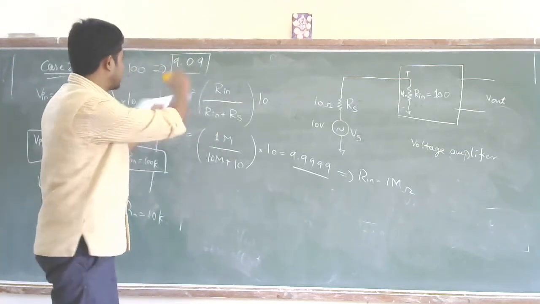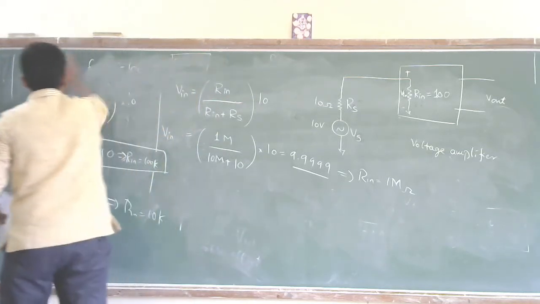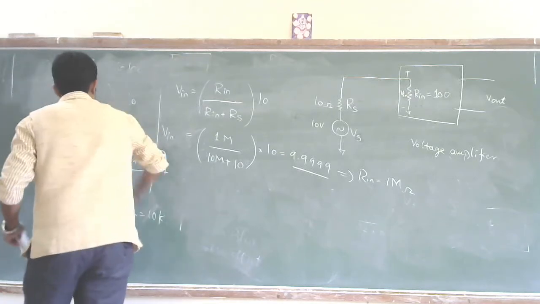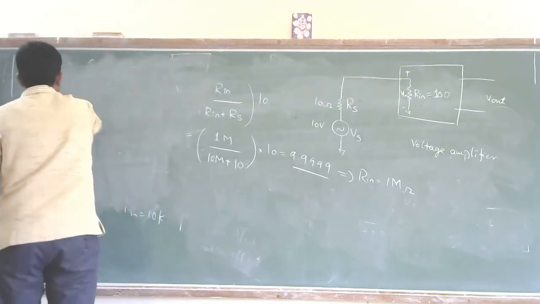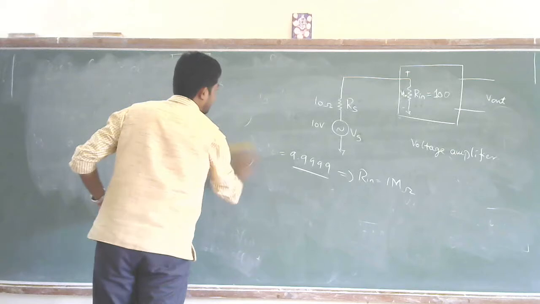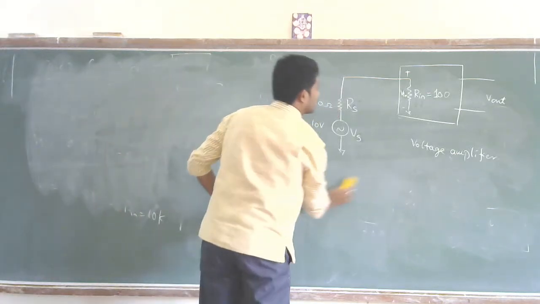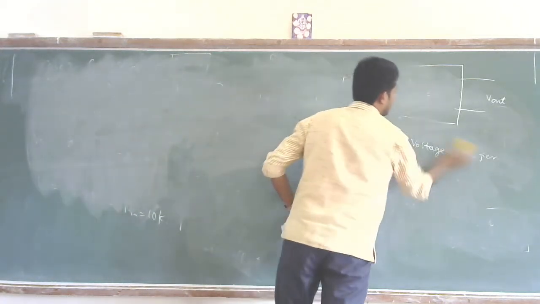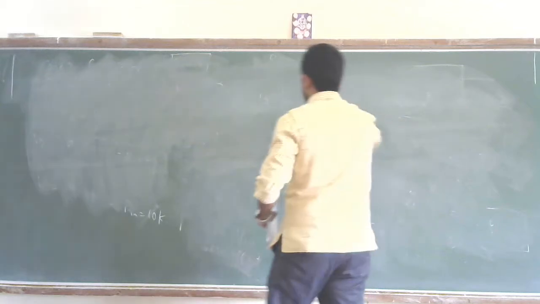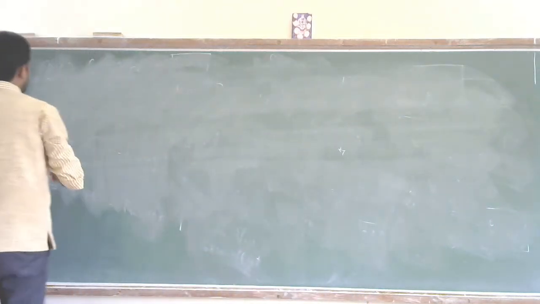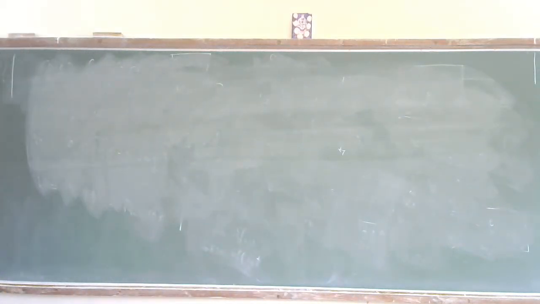Fine. Now let us shift our focus from input resistance to output resistance. Let's see what the scenario will be for output resistance. Now again a modified model. I'll take this circuit, which was my input resistance circuit, and redraw it with respect to the output resistance.